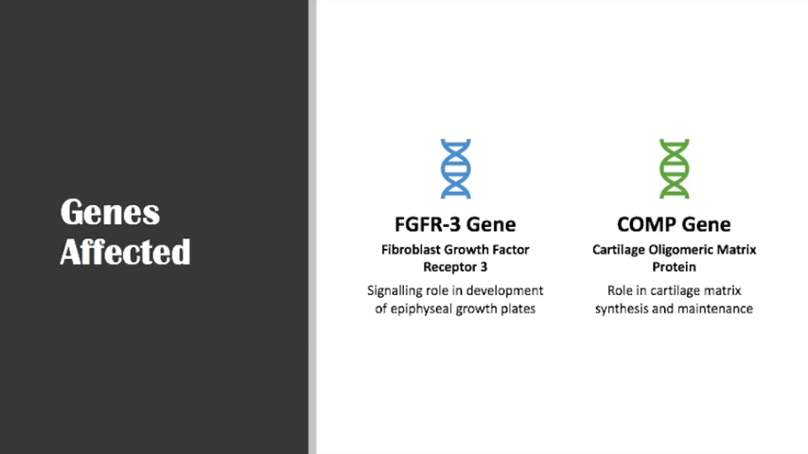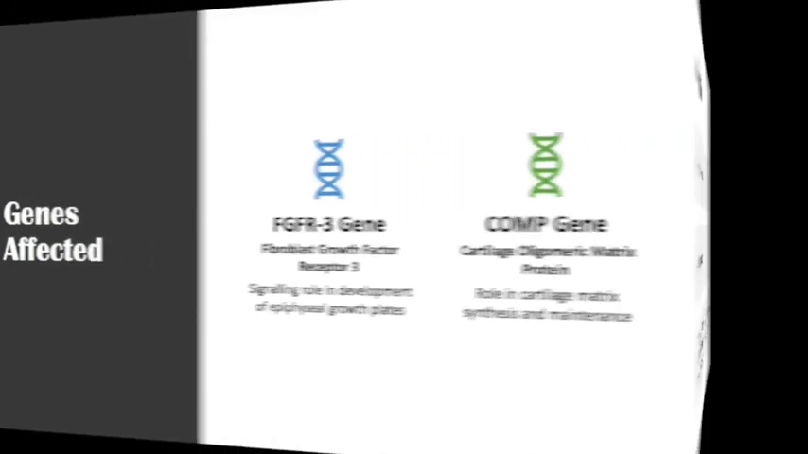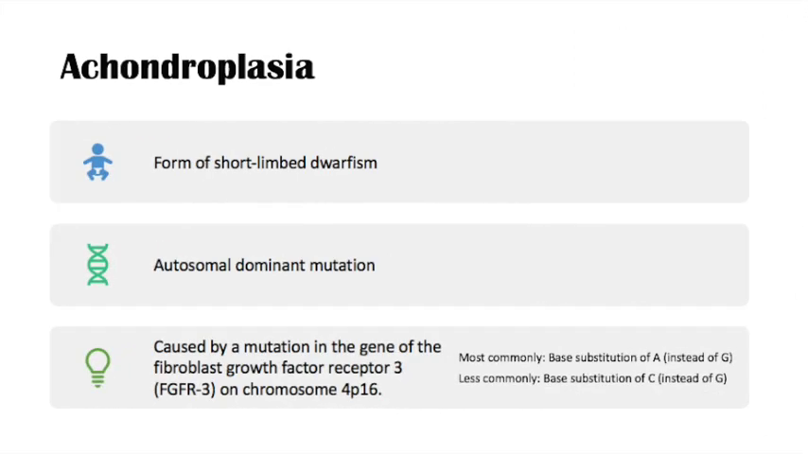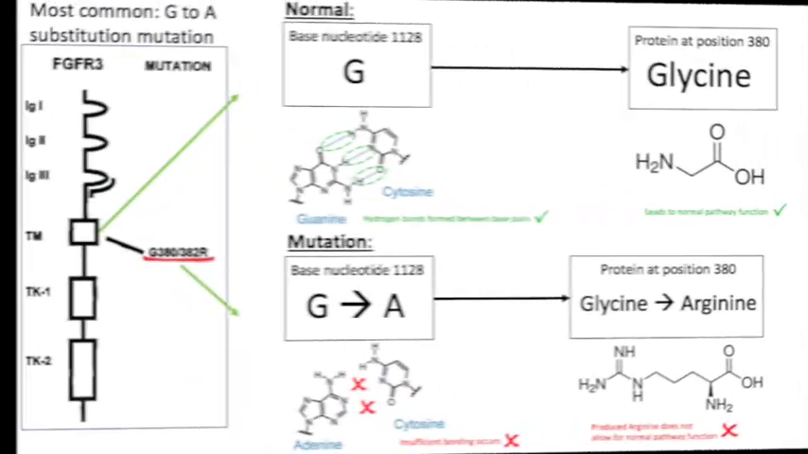The COMP gene stands for cartilage oligomeric matrix protein gene. Therefore, this mutation affects the cartilage development, resulting in abnormal limb growth in individuals. Achondroplasia is a substitution mutation directly in the FGFR3 gene. In substitution mutations, one base in the DNA is replaced with another. In many cases, this doesn't result in a change in amino acid in the polypeptide chain, as multiple codons code for the same amino acid.